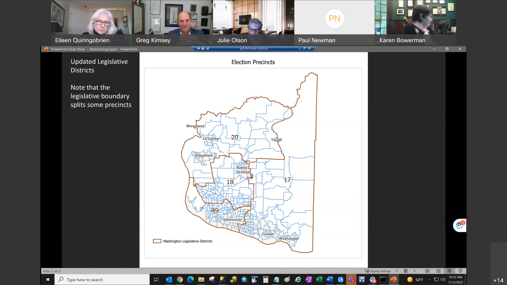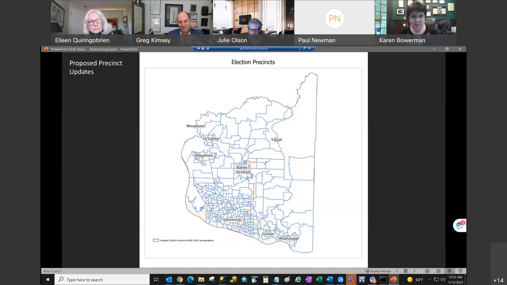Let me move on to the next precinct map, because it shows in red. So we've seen the legislative district boundaries, and we can go back to the same area, that south Battle Ground. What is in red are the proposed precinct changes. And Rich from Elections, if you're listening, certainly feel free to chime in here. These are the proposed changes to election precincts based mostly on the legislative districts, but I think there are also some changes due to rebalancing of registered voter populations.